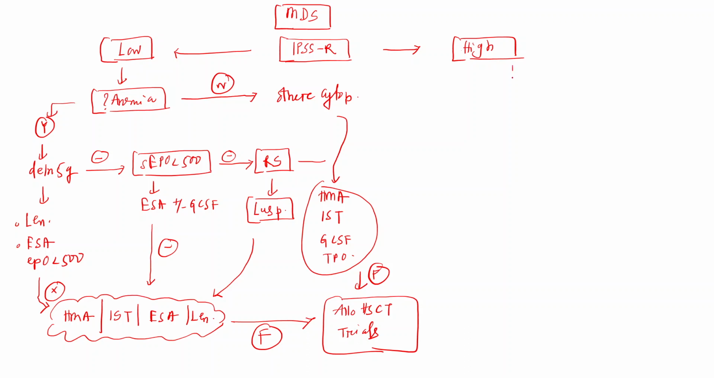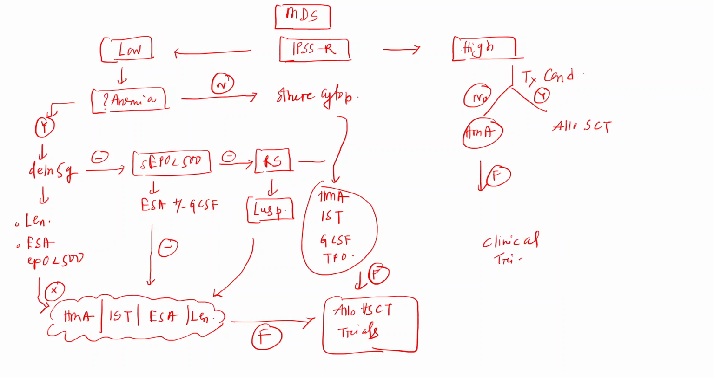High risk group, it is very simple. If the patient is transplant candidate, then you have to take the patient for allogenic hematopoietic stem cell transplantation. If the patient is not transplant candidate, then you have to give HMA. Okay. So if it fails, then you have only the option of palliative care or enroll the patient in clinical trial.